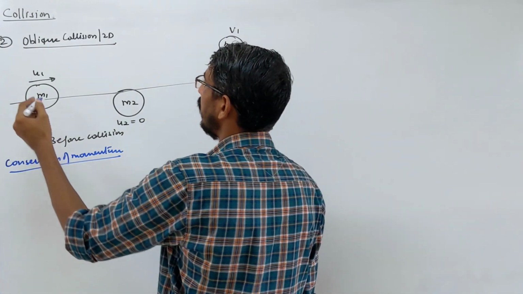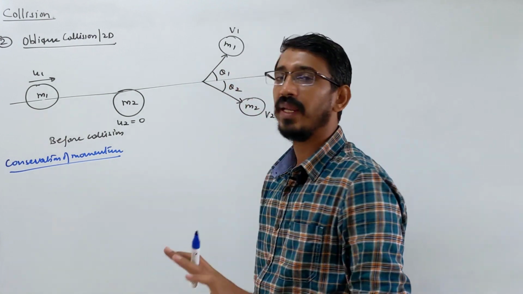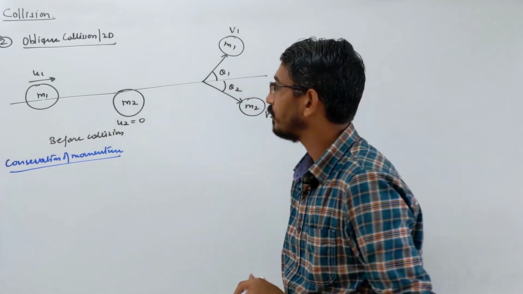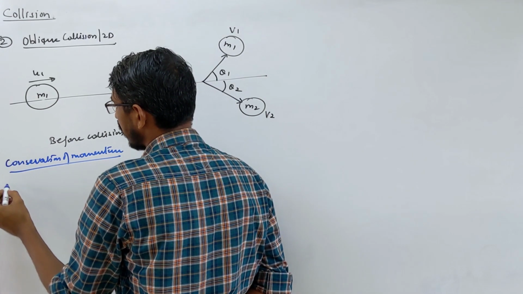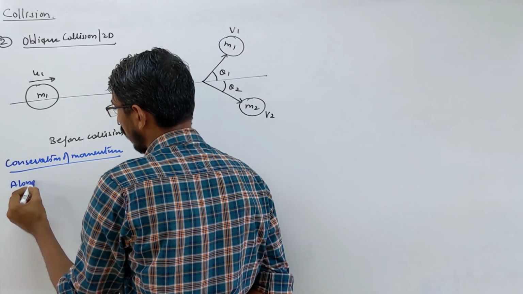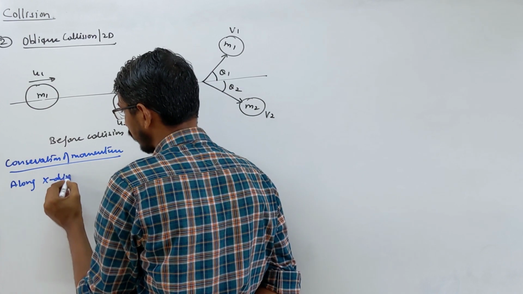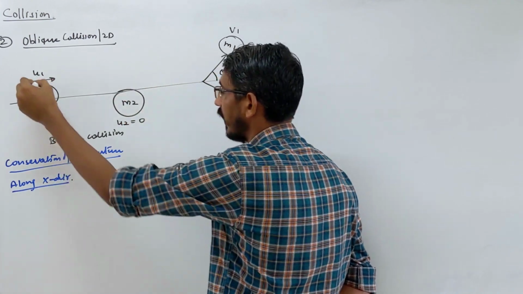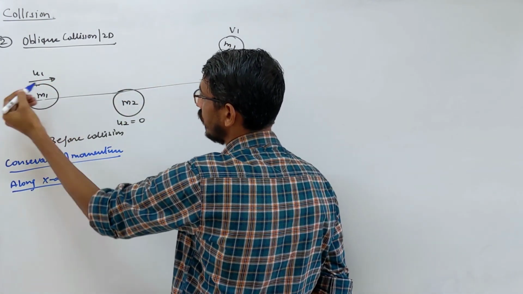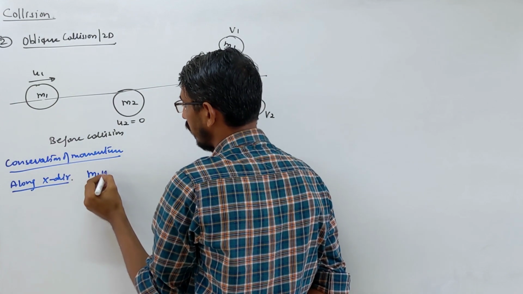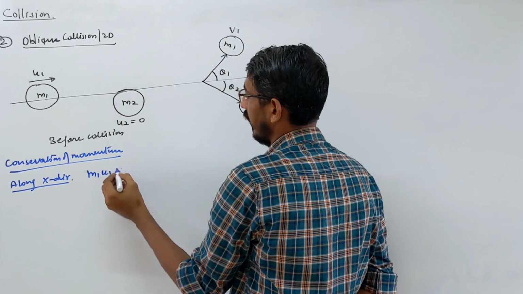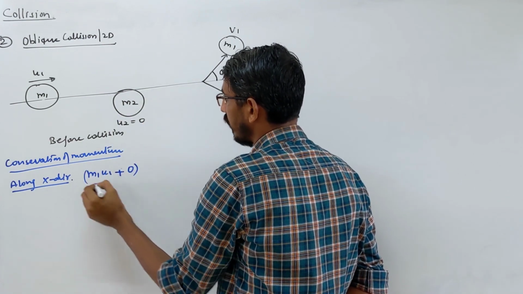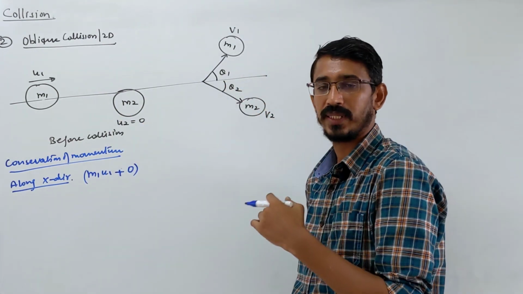Now you write in the x direction and the y direction. So, conservation of momentum along the x direction. First you are writing along the x direction. What is the initial momentum along x direction? This ball was moving horizontally, so the initial momentum is m1 u1, and this ball was at rest, so its momentum was 0 along the x direction.